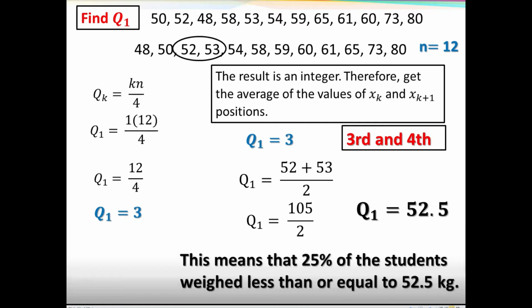This means that 25% of the students weighed less than or equal to 52.5 kilograms. 25% because q sub 1 is our measure of position. So 25% of the students weighed less than or equal to 52.5 kilograms.